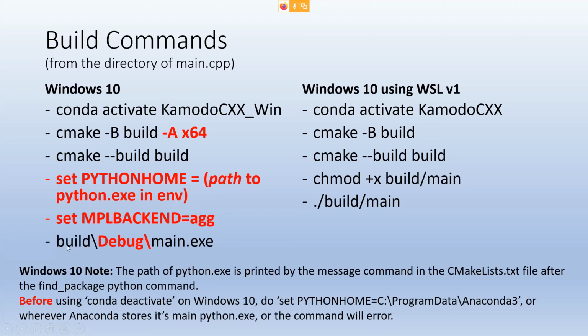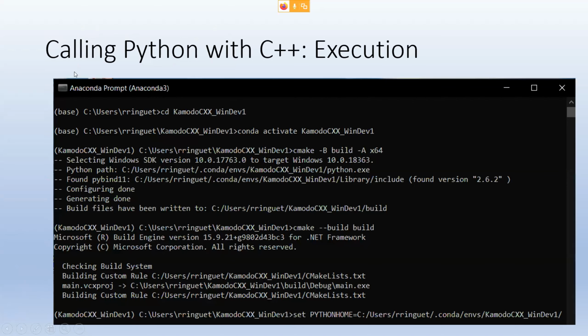Another difference here is that on Windows 10, it puts the executable in a debug directory rather than just in the build directory as it does on the Linux side. Okay. Now, one thing to note here that you might see me do is because I've changed the Python home variable, I have to change it back before I deactivate my environment, or it will break. You won't be able to leave. It's like someone walking in the door and you blocking it and trying to leave. Okay, to show what this looks like in code, here it is.